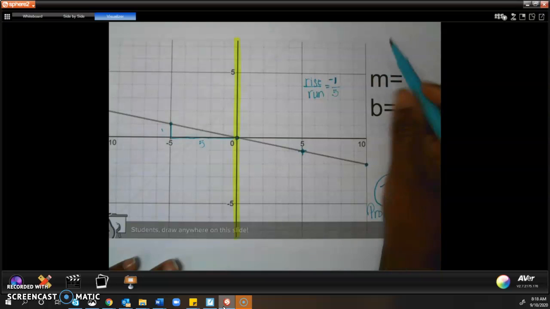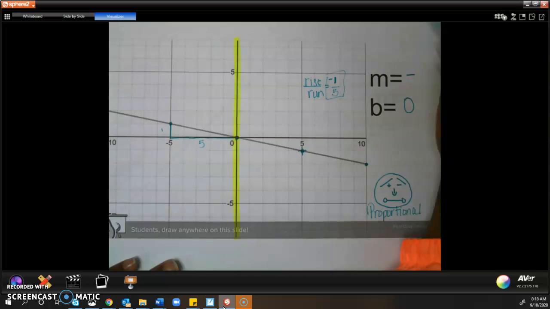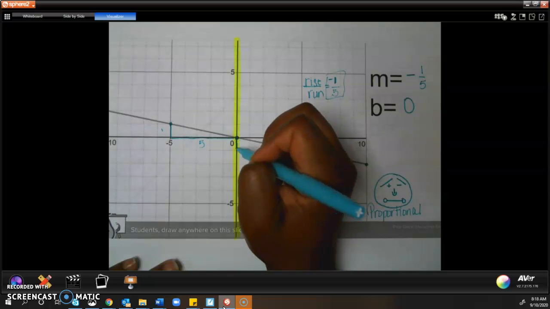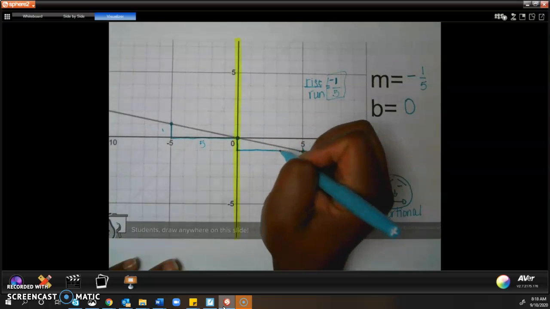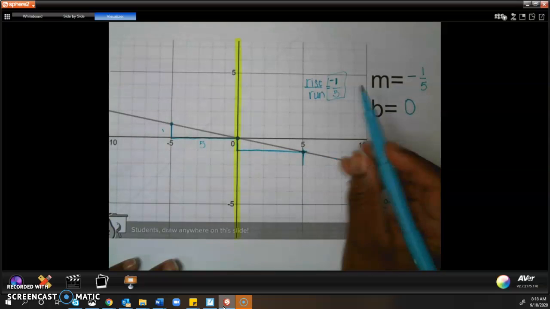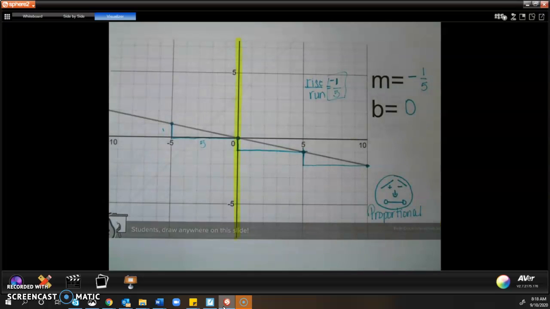So my slope, in its simplest form, is negative 1 over 5. And you can complete that pattern. You go down 1, go over 5, and you get to the next point. Go down 1, go over 5, and you're at the next point. Okay.